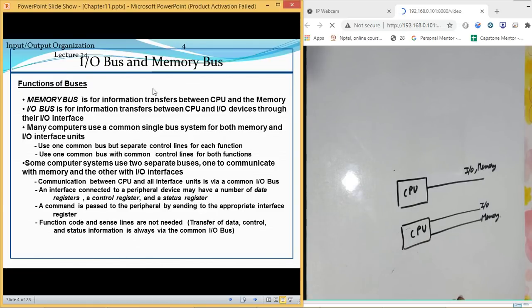So what is a function code and sense line? Function code is how your system is going to respond to a particular command, what type of work it is going to perform. So that is your function code. And sense lines are not needed. Sense lines are used to continuously monitor a particular line. It is not required. Okay.